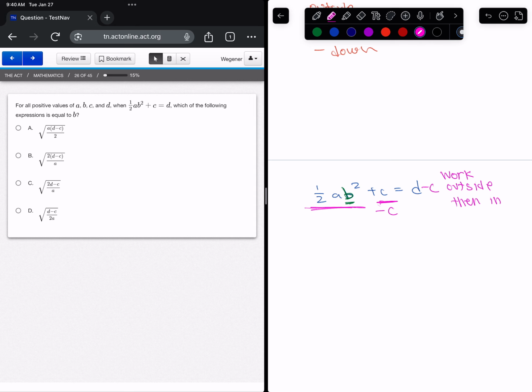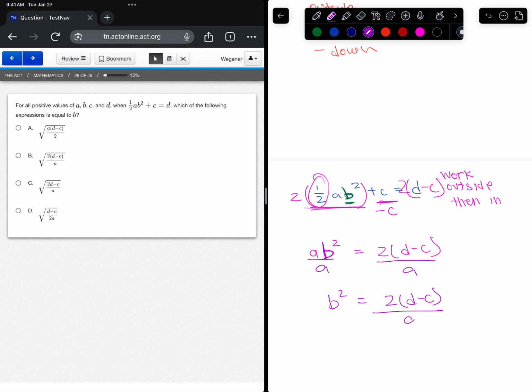Okay, now we have this part that we have a 1/2. We're going to get rid of that. So multiply both sides by 2. Okay, so we have AB squared equals 2 times D minus C. All right, again, we want to get B by itself. So divide A on both sides, and we get B squared equals 2 times D minus C over A.